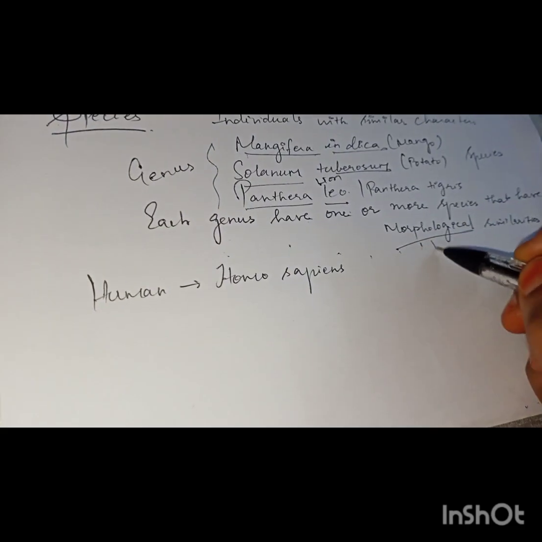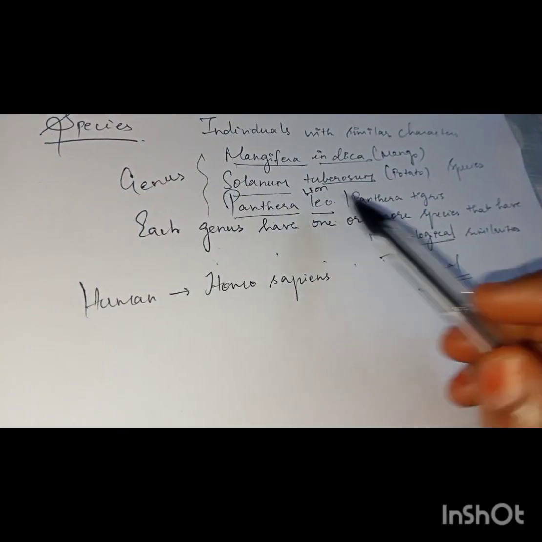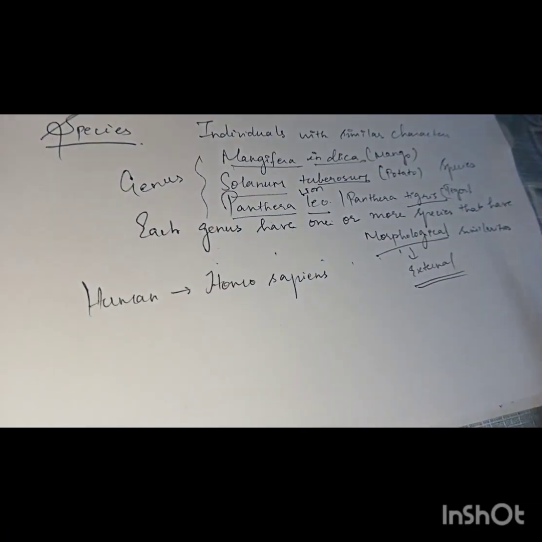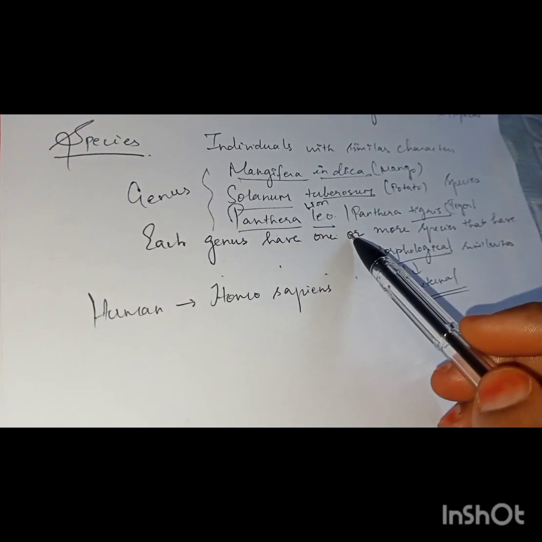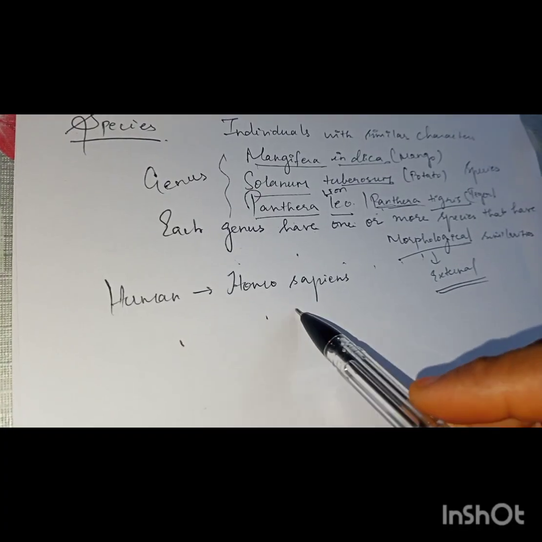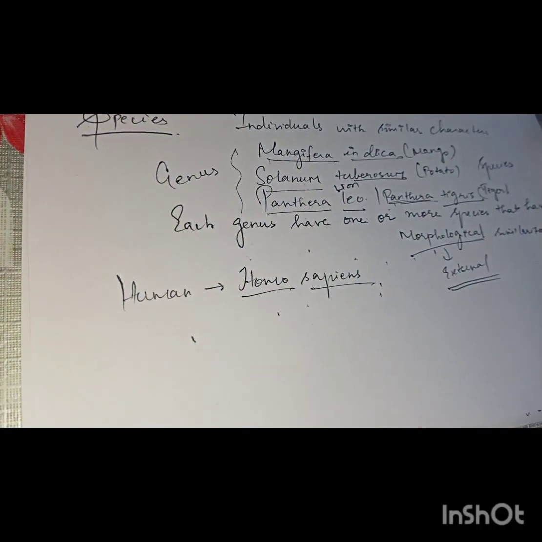Morphological means external similarities. For example, Panthera leo indicates lion, and Panthera tigris indicates the tiger. We all know they have some morphological similarities. So both belong to the same genus Panthera. For humans, the scientific name is Homo sapiens. Here Homo is the genus name and sapiens is the species name.